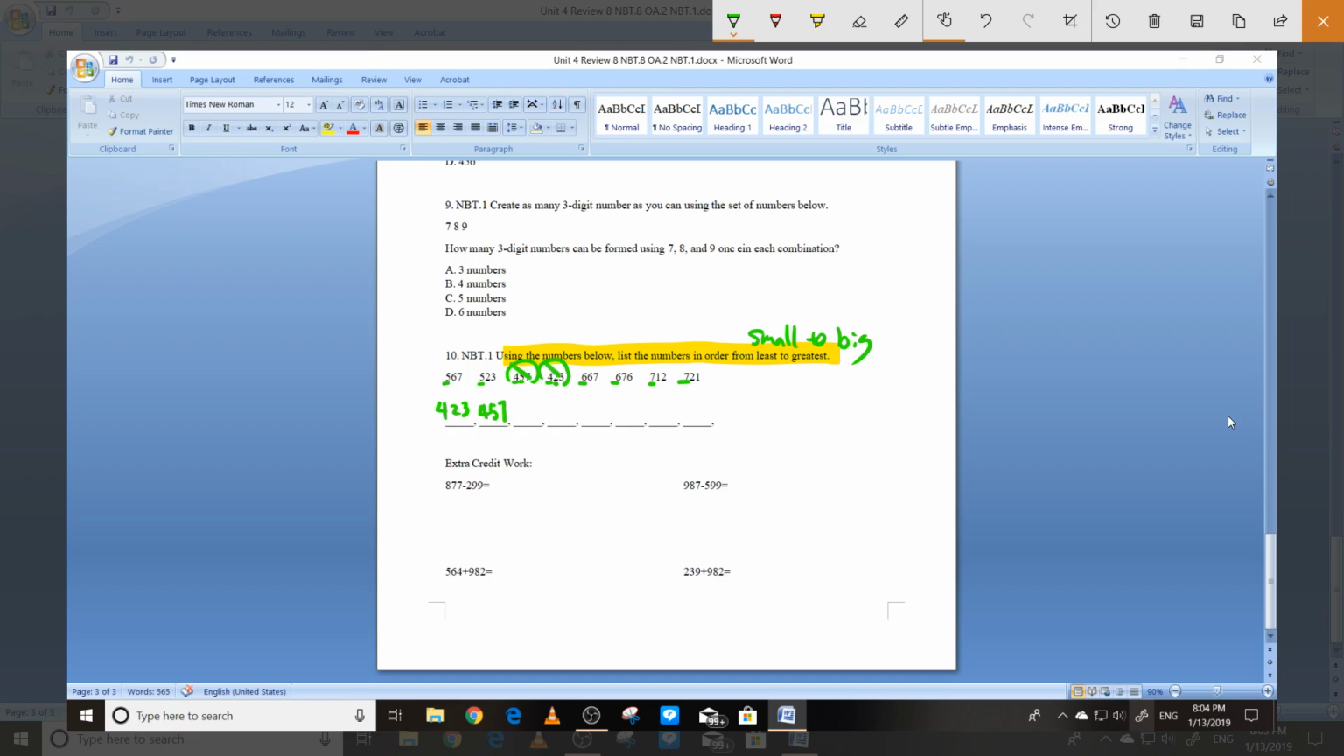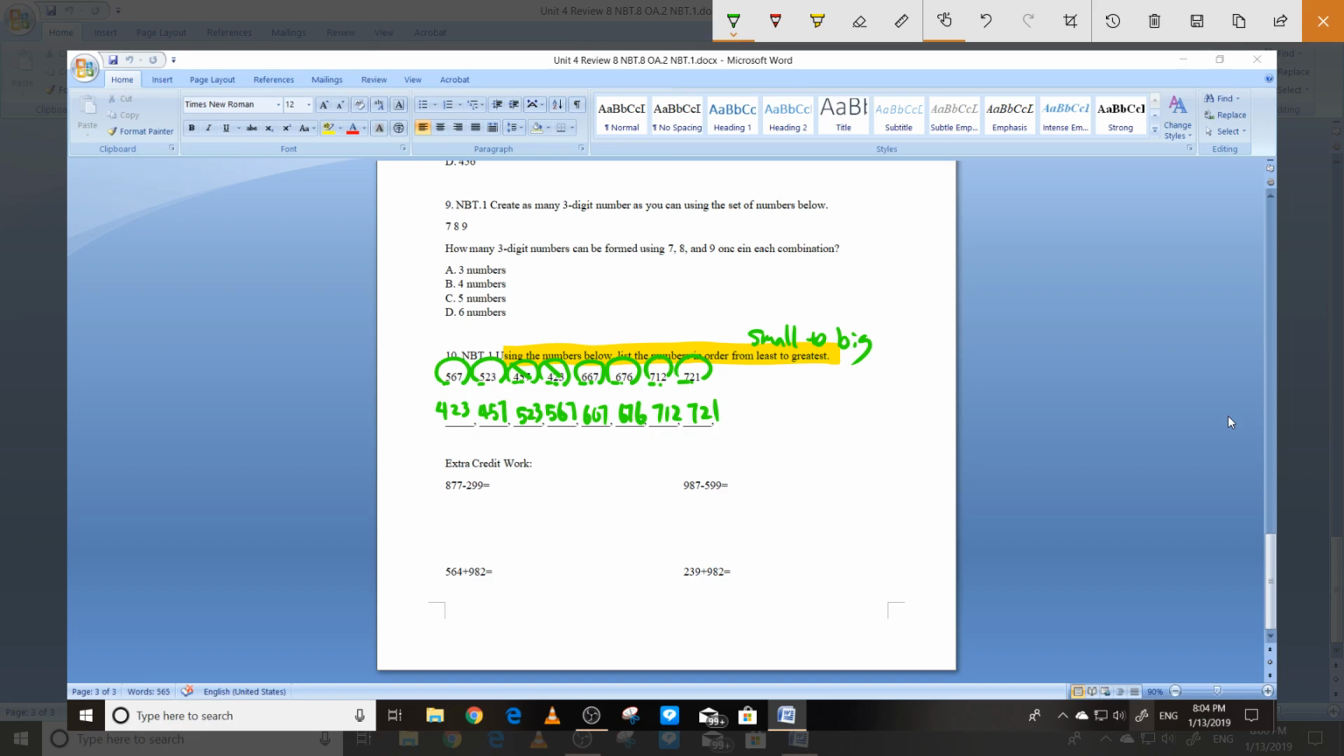Now I look at the 5s. Look at the 10th place: 523, 567, right? Obviously, 2 is smaller than 6, so 523 is next, followed by 567. The 600s: 667, 676. 6 is smaller than 7, so it goes in the front. 712, 721. 1 is smaller than 2, so that goes in the front. And that's how you order it from small to big.